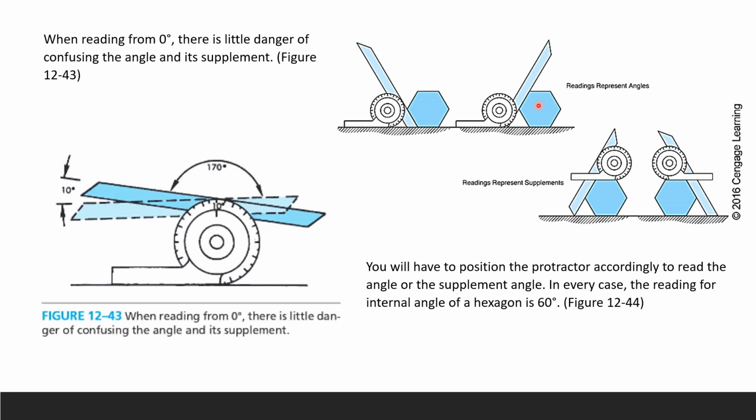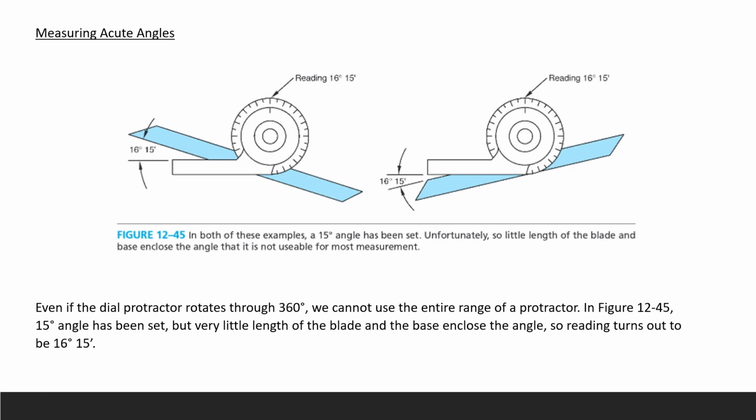When you try to measure the angle of a hexagon, it doesn't matter whether you measure here or here or here or on this side, you will definitely get 60 degrees, because the inside angle for the hexagon is 60 degrees. When the six of them are added, you're going to get 360 degrees in total. So, measuring acute angles.